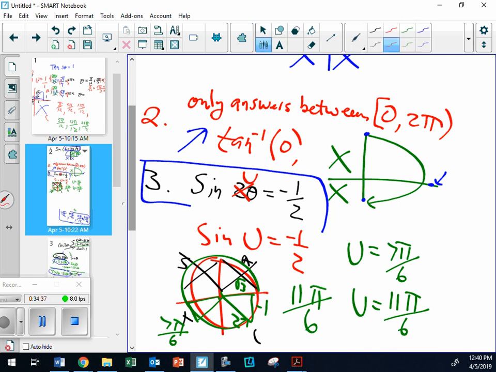But then I have to remember that u really isn't what I have. I have 2 theta. So it's 2 theta and 2 theta. And then I'm going to go plus 2 pi k plus 2 pi k.